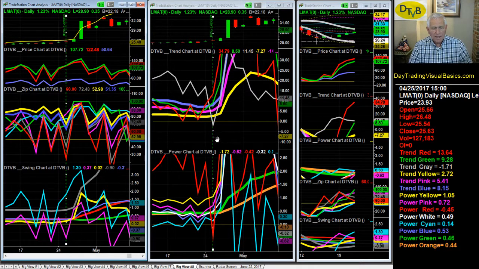So on this day right here, I would have been fooled and thought that this would have been a gap day. It looks really good. It looks strong. I wouldn't have hesitated to take this, especially when I see swing pink. It has a head and shoulders pattern right here, or a triple bottom. You can see the triple bottom in the zip chart.